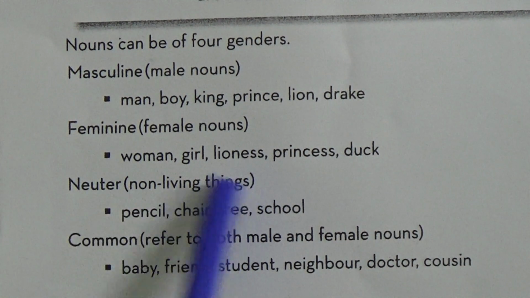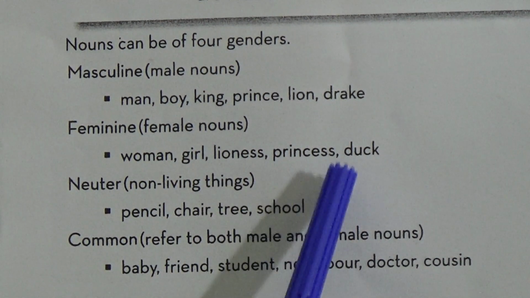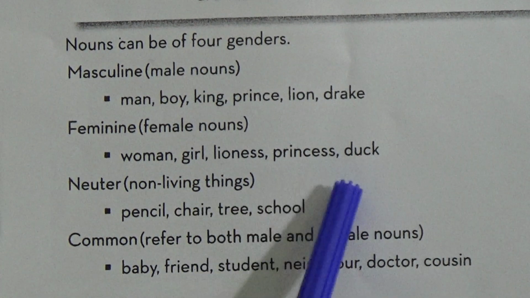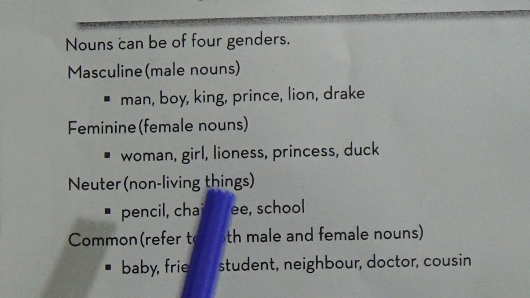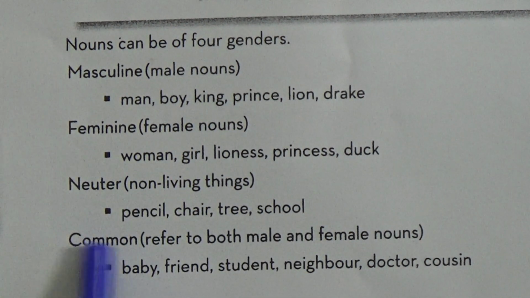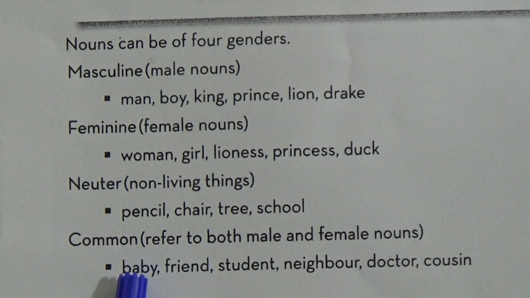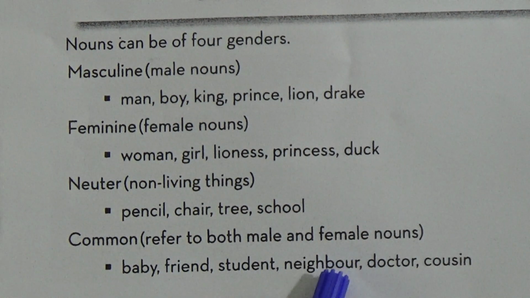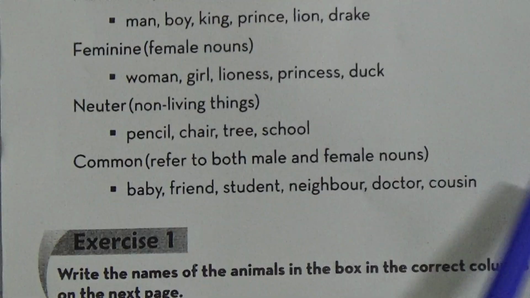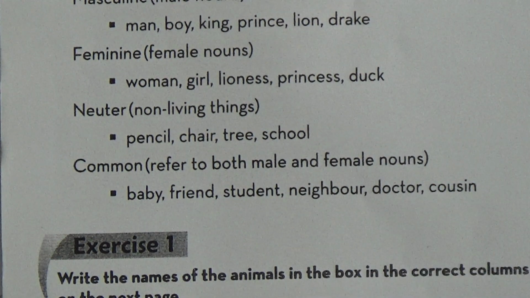Neuter gender refers to non-living things. Non-living things means the things that cannot move or grow, like pencil, chair, tree, school. And common gender refers to both male and female nouns. That means baby, friend, student, neighbor, doctor, cousin. If we say cousin, it can be your sister or brother. Both. So it is a common noun. It refers to both male and female.